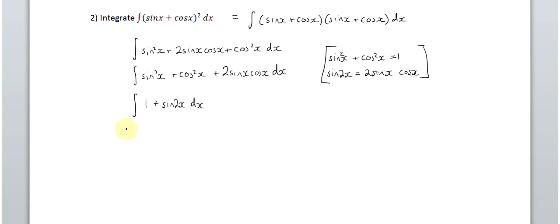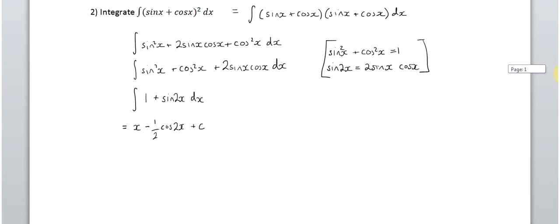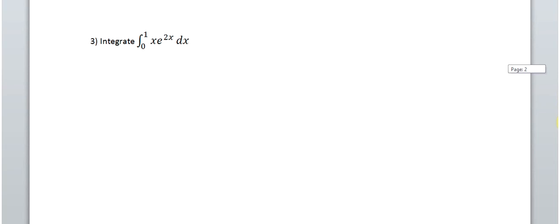And then we can actually integrate. So one is going to integrate to just plain old x, and sine is going to integrate to negative. The 2 comes out as a half there, so negative a half cos 2x plus c. And if in doubt, differentiate to check. Okie dokie.